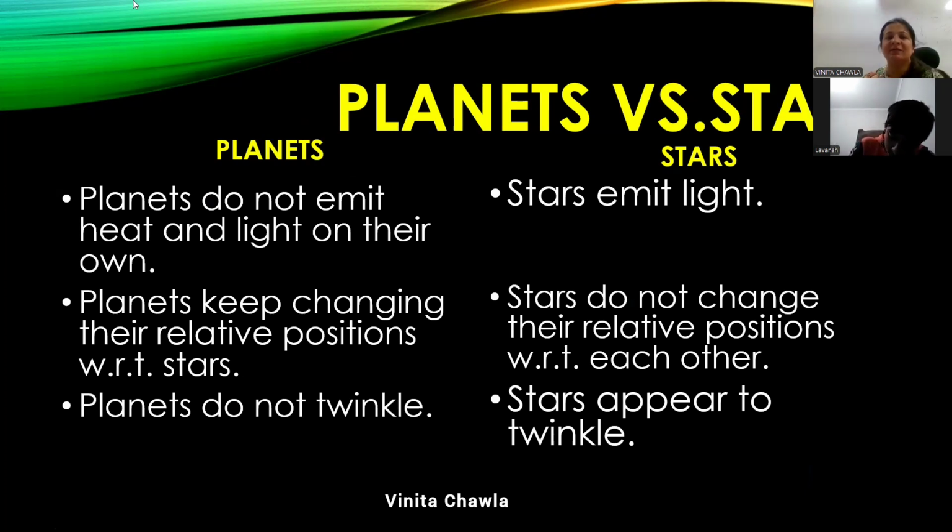Okay, Lavansh, why do planets keep changing their relative positions with respect to stars? Because they rotate, they revolve. They revolve and they are not fixed like stars, and therefore their relative position with respect to stars appears to be changing. On the other hand, stars do not change their relative positions with respect to each other because they are fixed.